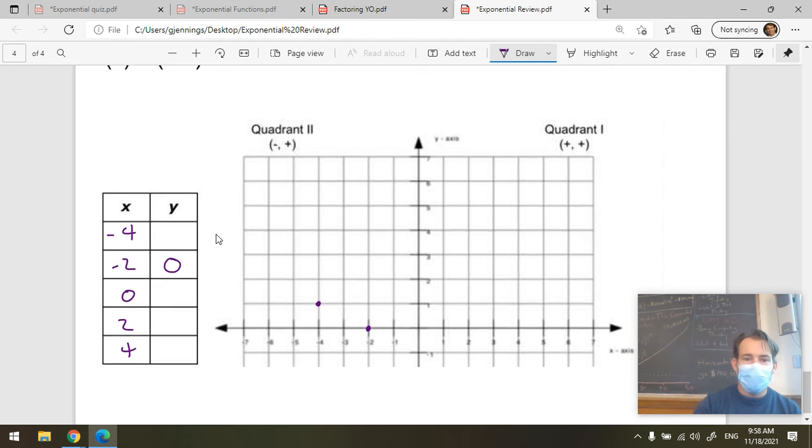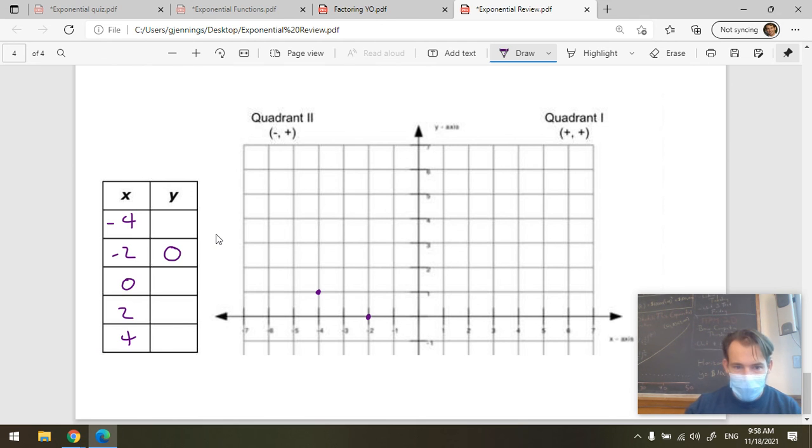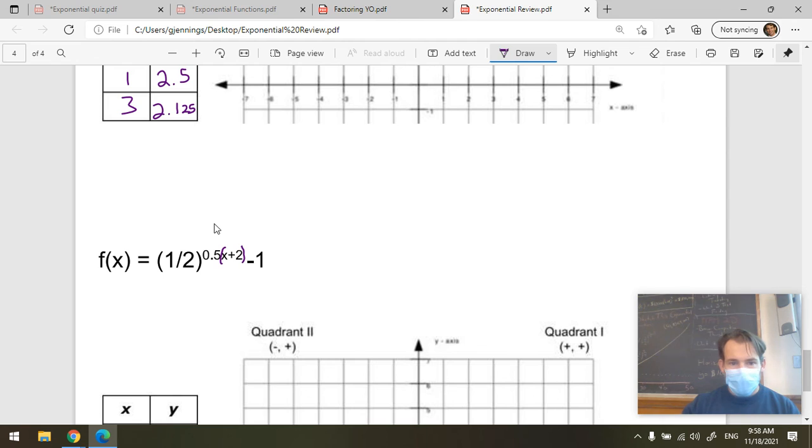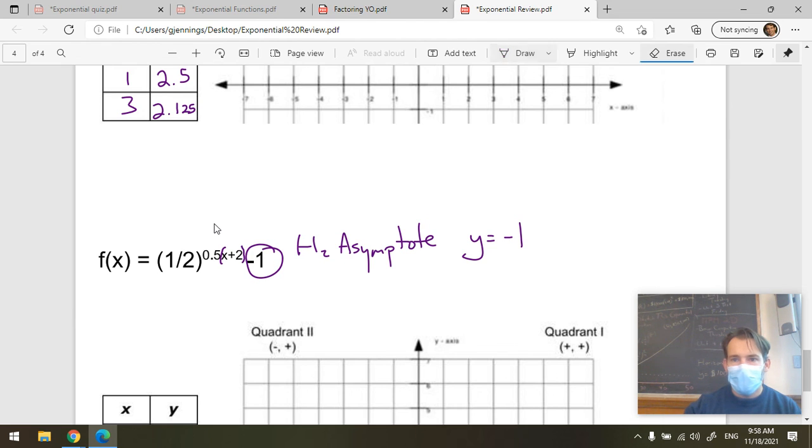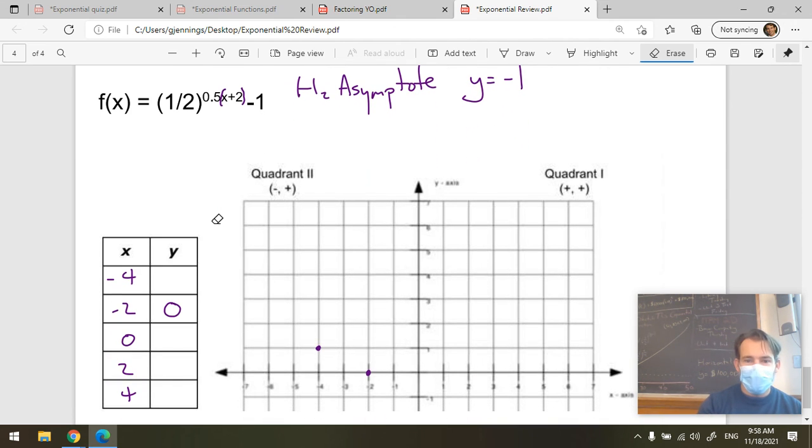I could also graph my horizontal asymptote here. My horizontal asymptote is y is equal to -1. Okay? That's where I get my horizontal asymptote. So let's graph it.